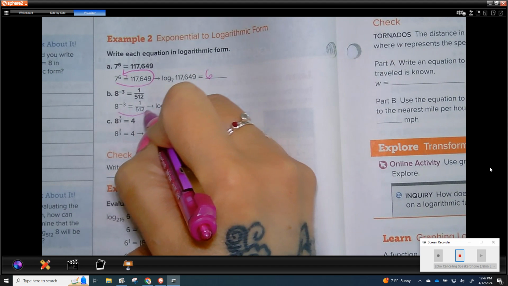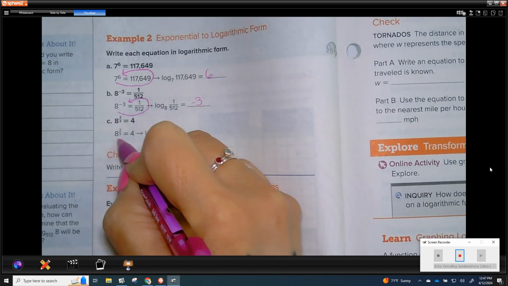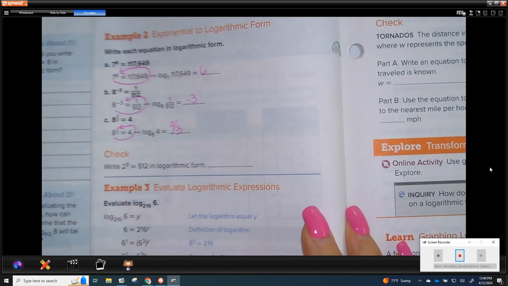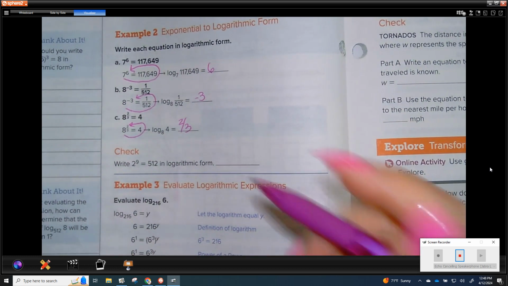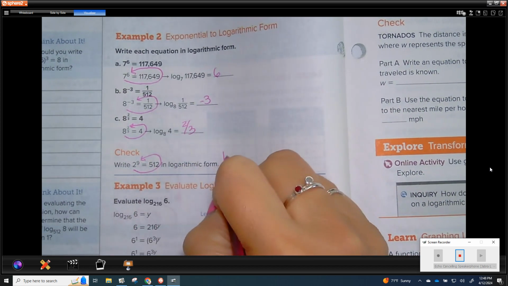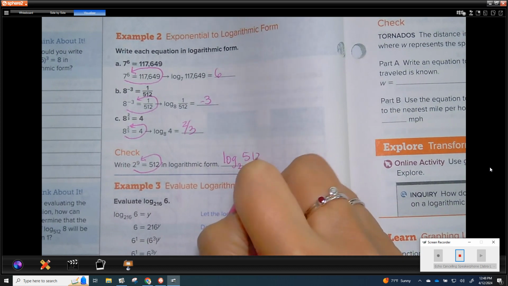Base, answer, exponent last. Okay? This one they didn't do, so we start on the base, answer, exponent last. So log, our base is 2, our answer is 512, and that equals 9.